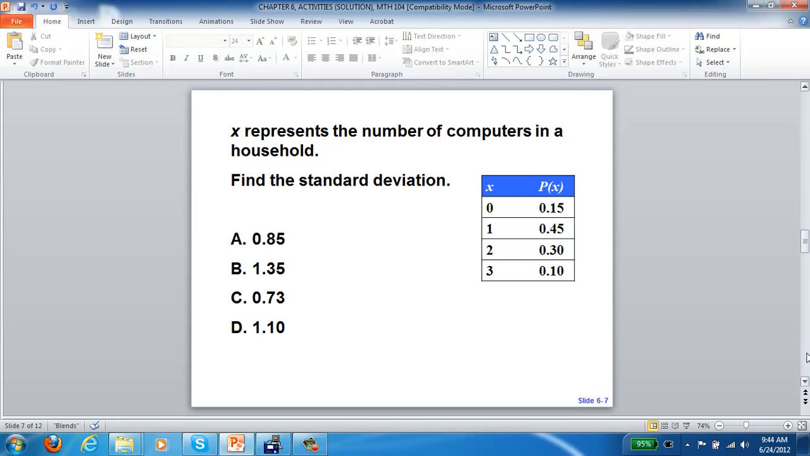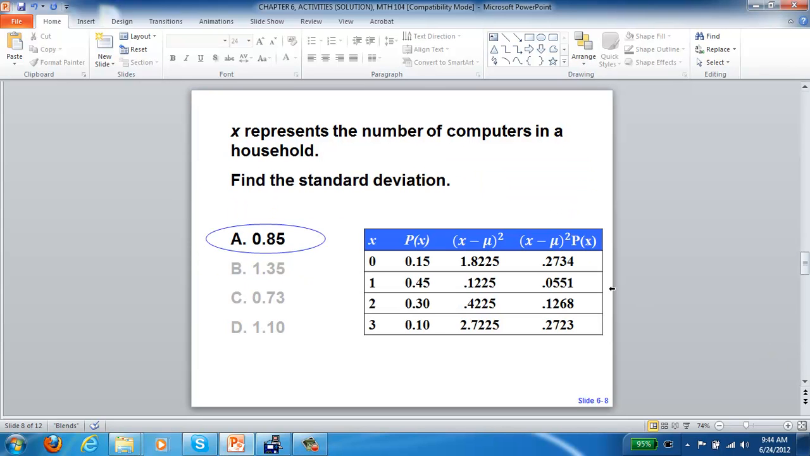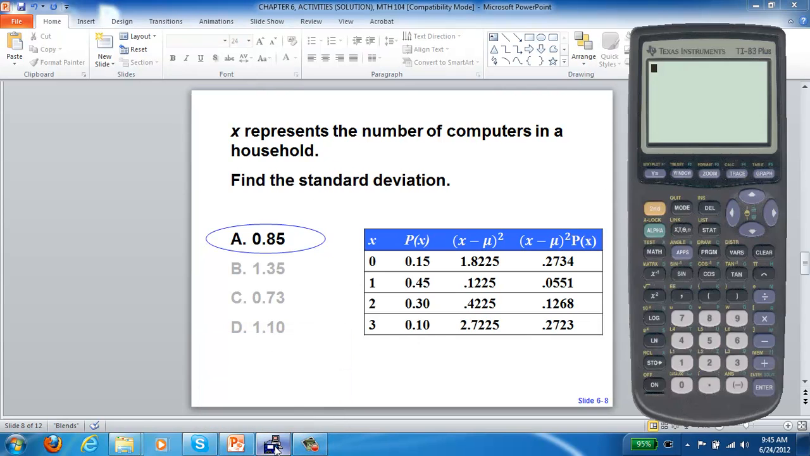For number 4, we have to calculate the variance first, and then we take the square root of the variance, and this is the standard deviation. So in this case we need the mean from the previous problem. The mean is 1.35. So we have to create two columns, x minus mu square, that means x minus the mean, the next x minus the mean, and so on. You take the square. Let me show you how to get the first two numbers by using the graphing calculator.